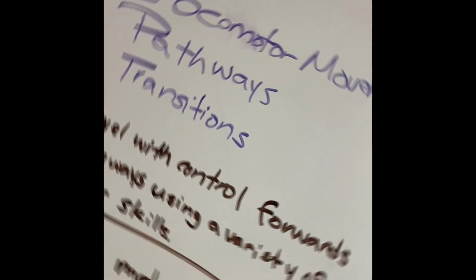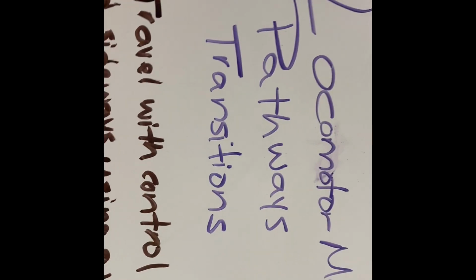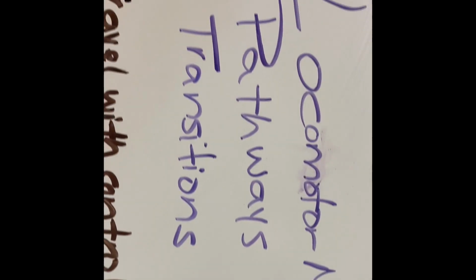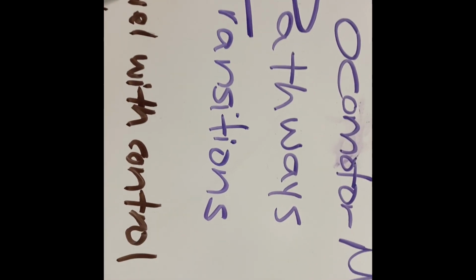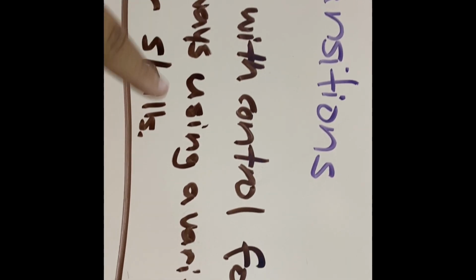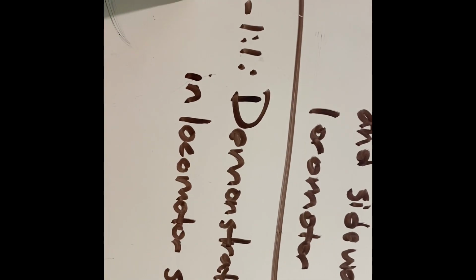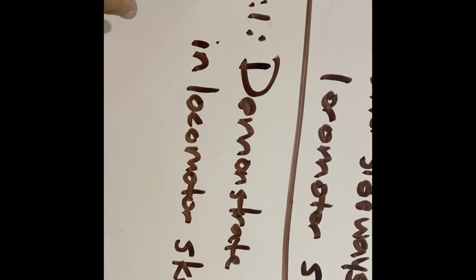Today, we are going to talk about locomotor movements, pathways, and transitions. The standards we'll cover today are Kindergarten Standard 1.1, which is travel with control forwards and sideways using a variety of locomotor skills. The standard for first and second grade is 2-1.1, demonstrate mature form and locomotor skills.